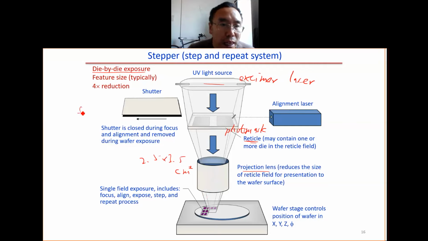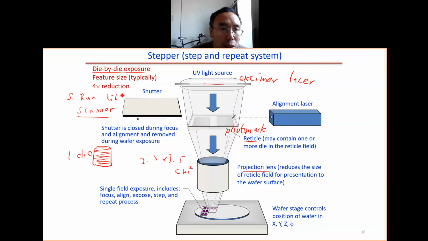There is also something called a scanner. In the case of a scanner, each die is not exposed at the same time. If this is one of the dies, it is exposed like this. This is called a scanner. I uploaded the video Silicon Run lithography, so you can see the scanner in that video.